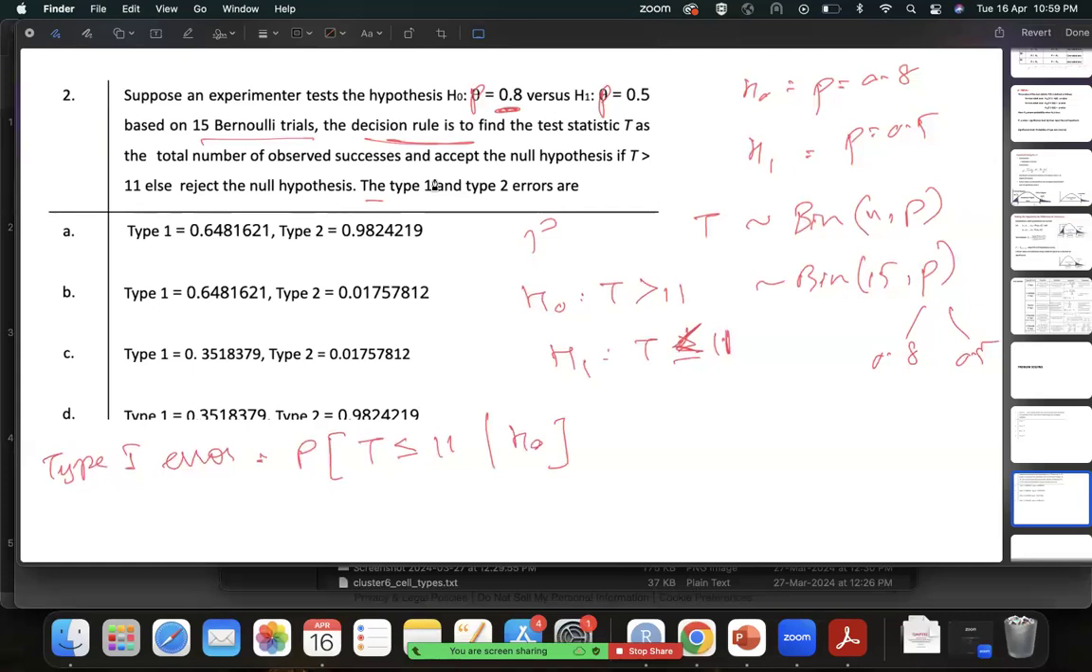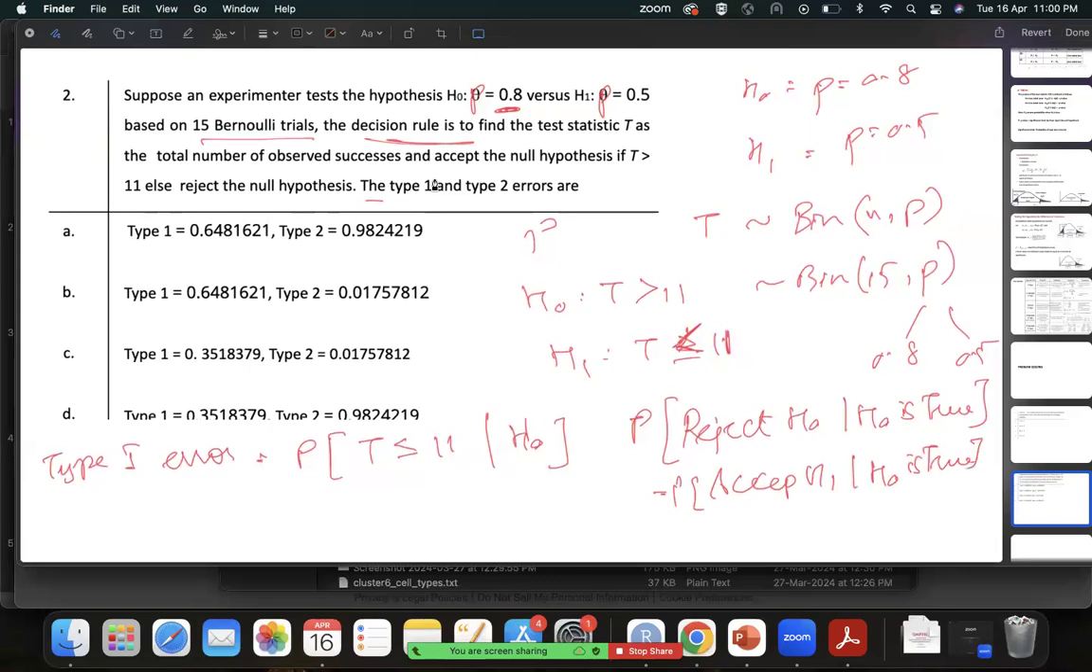So what does type 1 error mean? You actually reject your null hypothesis, given your null hypothesis is true. So it's basically the probability of rejecting H naught, given H naught is true. Or in other words, the probability of accepting H1, given H naught is true. Here H1 is T less than or equal to 11. So you write probability of T less than or equal to 11 given p equal to 0.8.